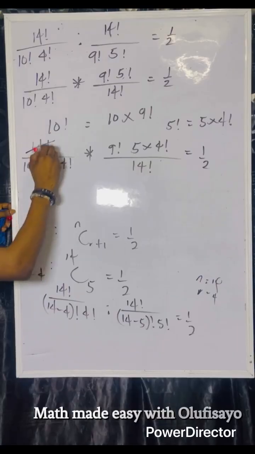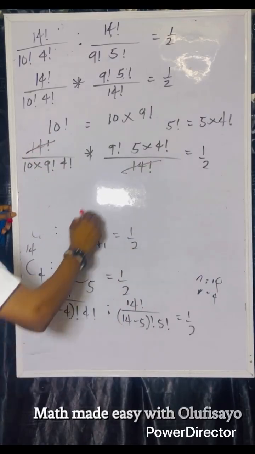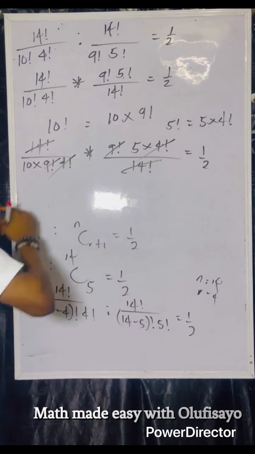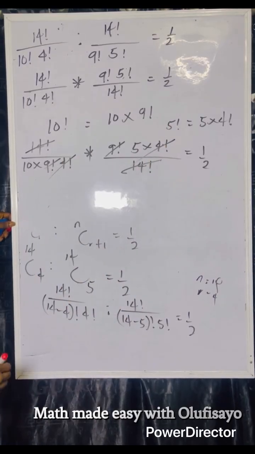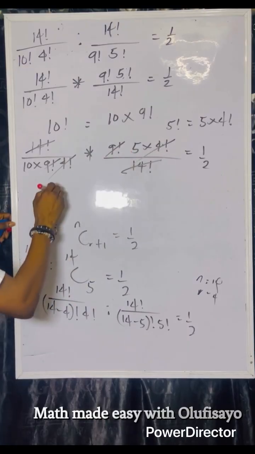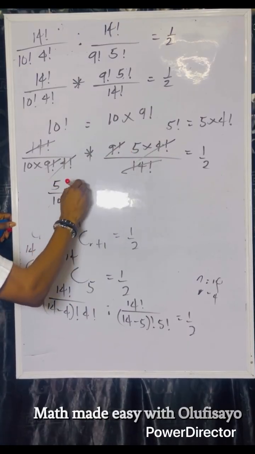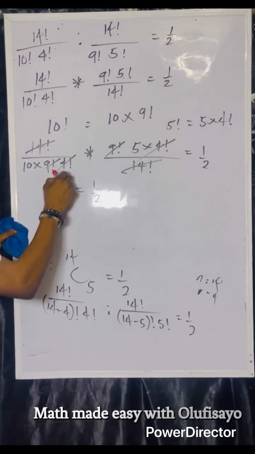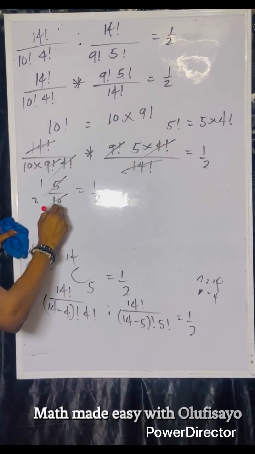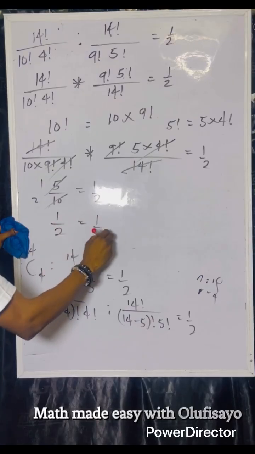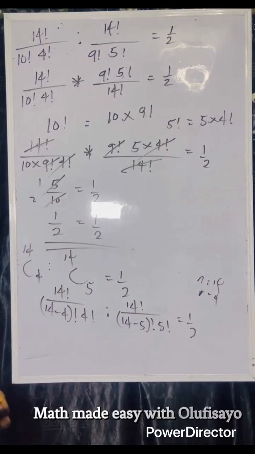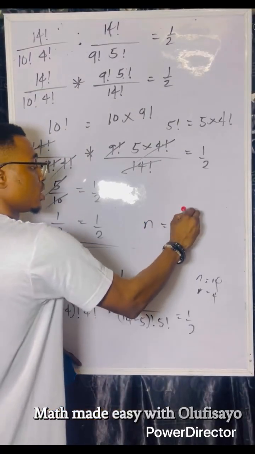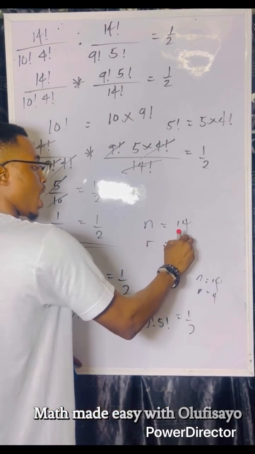Now 14 factorial can cancel 14 factorial, 9 factorial can cancel 9 factorial, and 4 factorial can also go with 4 factorial. So what do we have there? 5 over 10 equals 1 over 2. Now 5 here 1, 5 here 2. 1 over 2 is equal to 1 over 2. So that simply shows that the value of n is 14 and the value of r is 4.